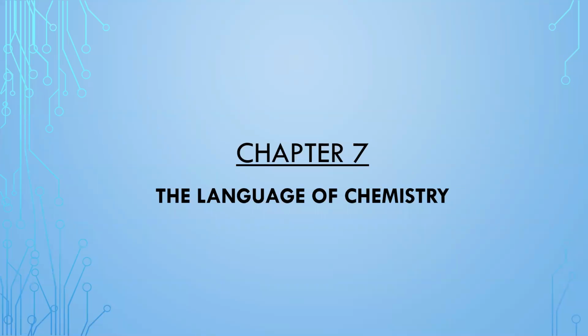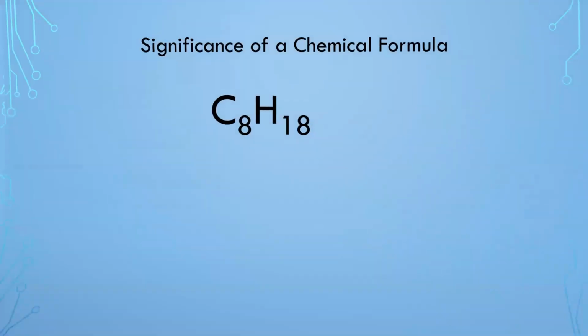So this is chapter 7, the language of chemistry. The first part has 4 rules, 1 video per rule. And then the second part of this chapter has the same 4 rules, except you're doing something a little bit different, kind of working backwards. So a little bit of background information.